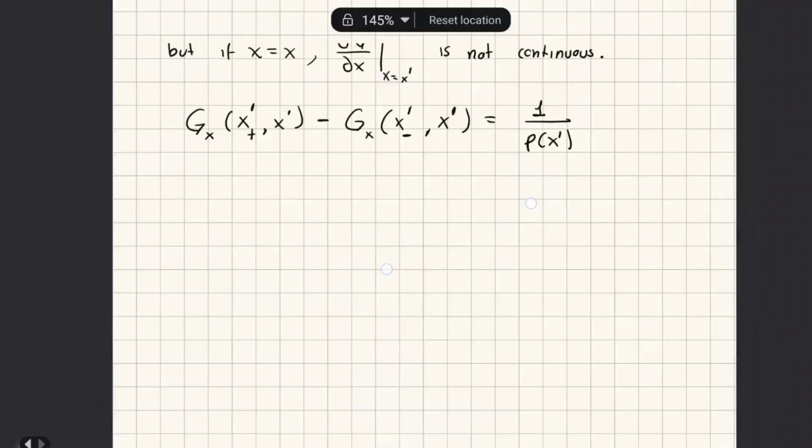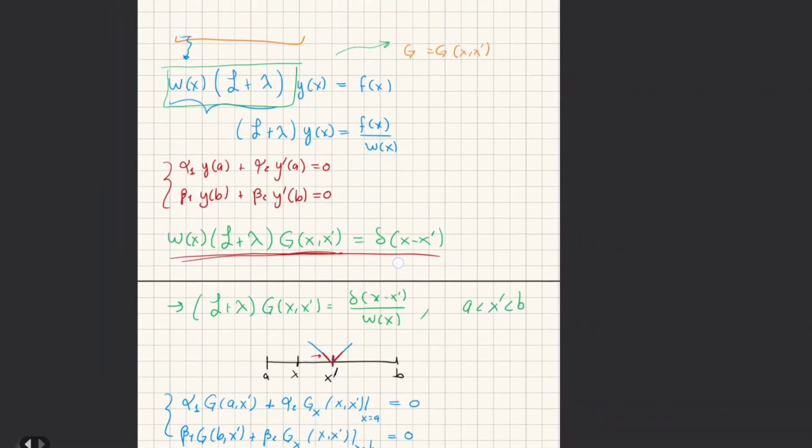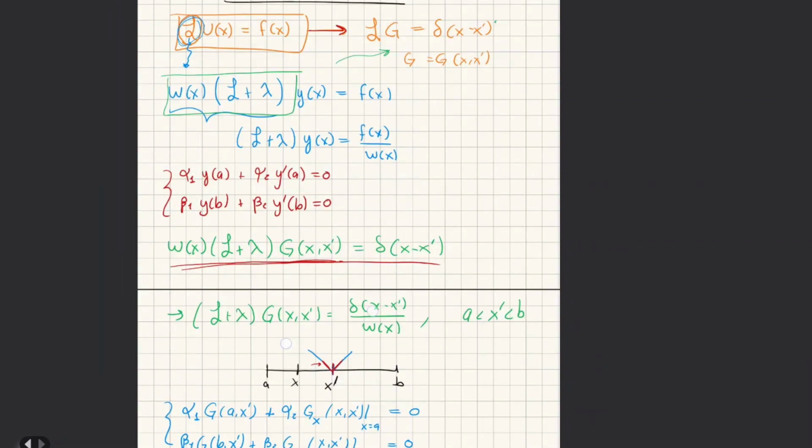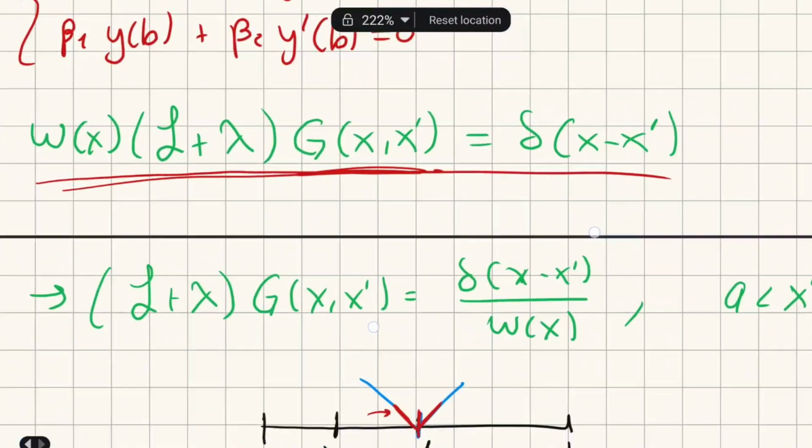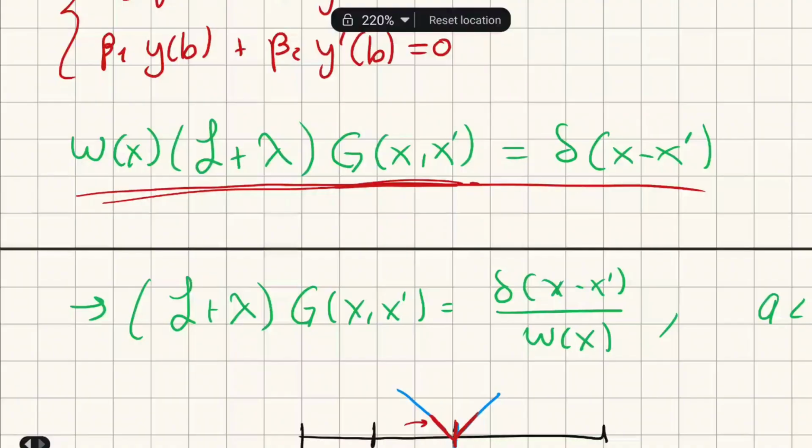So yeah, we are going to show this theorem. And to do that, we are going to start from this equation that we have here. We are going to multiply w times L plus lambda and g, and then we are going to integrate the whole equation to see what we are going to get. Let me rewrite this equation on a different page.